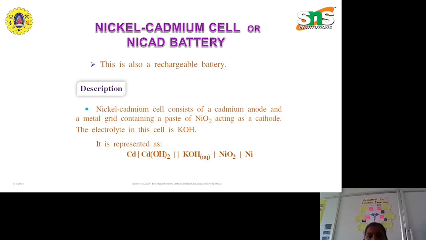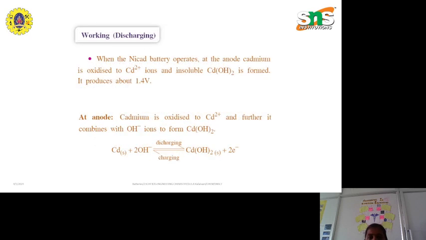The cell representation for this nickel cadmium cell is Cd | Cd(OH)2 || KOH | NiO2 | Ni. Left hand side represents anodic part, right hand side represents cathodic part. Both anodic and cathodic parts are separated by a double vertical line. That double vertical line represents the salt bridge. In this case, cadmium acts as an anode, nickel acts as a cathode.